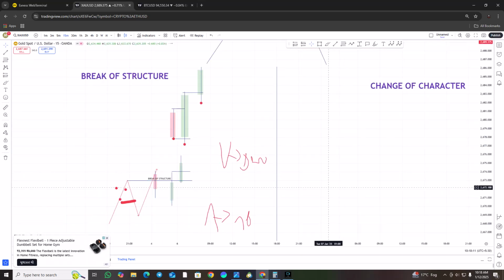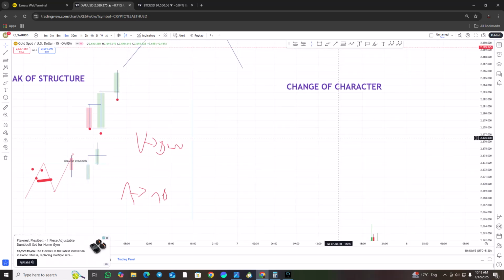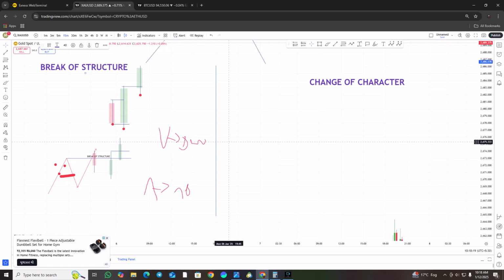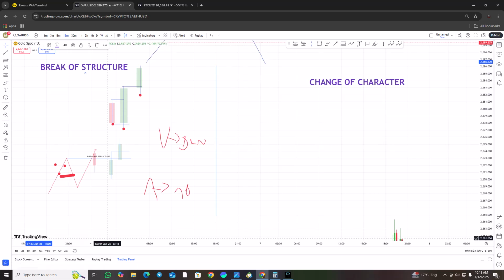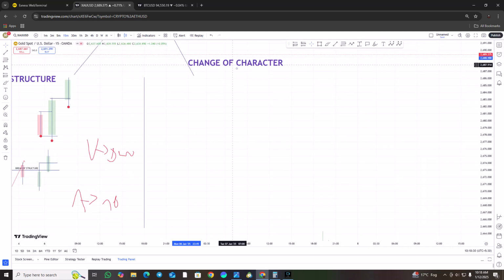Okay, I hope you understood the break of structure concept. Now I'm going to teach you about change of character. Okay, it's very simple guys, don't break your head. I'm going to show you examples in the market which are going to be very easy. I'm going to replay each chart and each bar for you guys. Please don't worry. Now we can see the change of character concept.